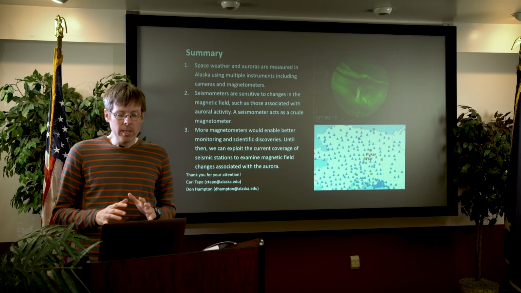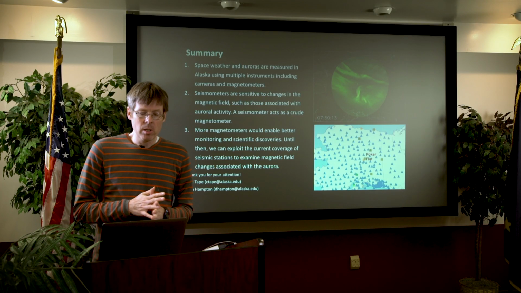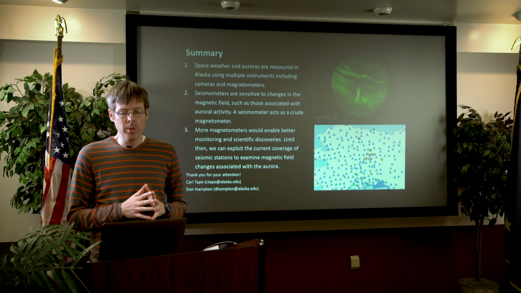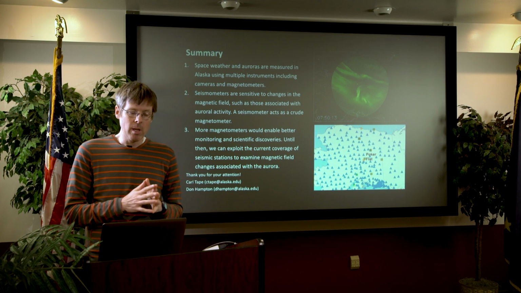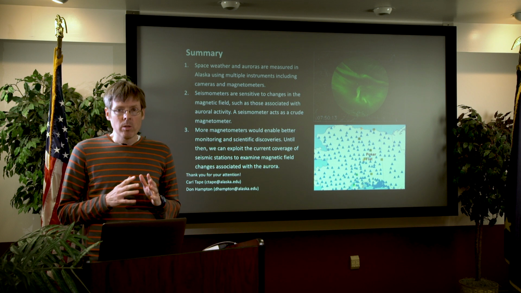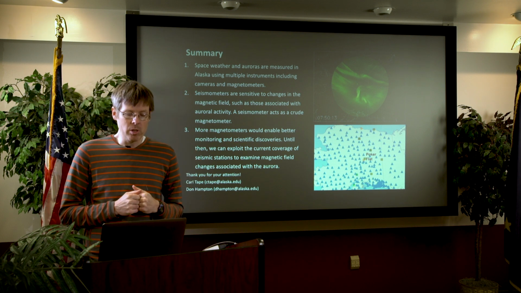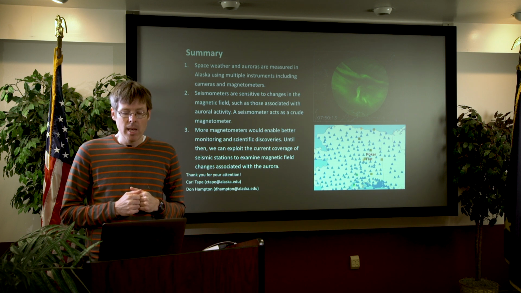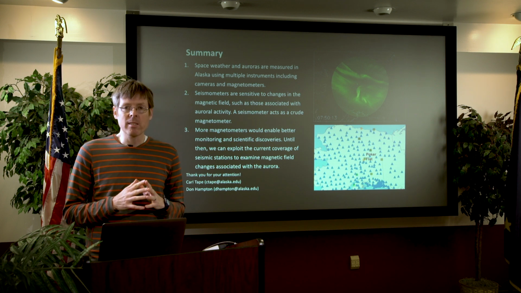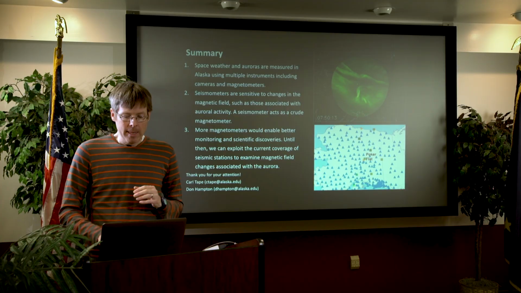In summary, space weather and auroras are measured in Alaska using multiple instruments, including cameras and magnetometers. We've shown that seismometers are sensitive to changes in the magnetic field, such as those associated with aurora activities, and in essence, a seismometer acts as a crude magnetometer.